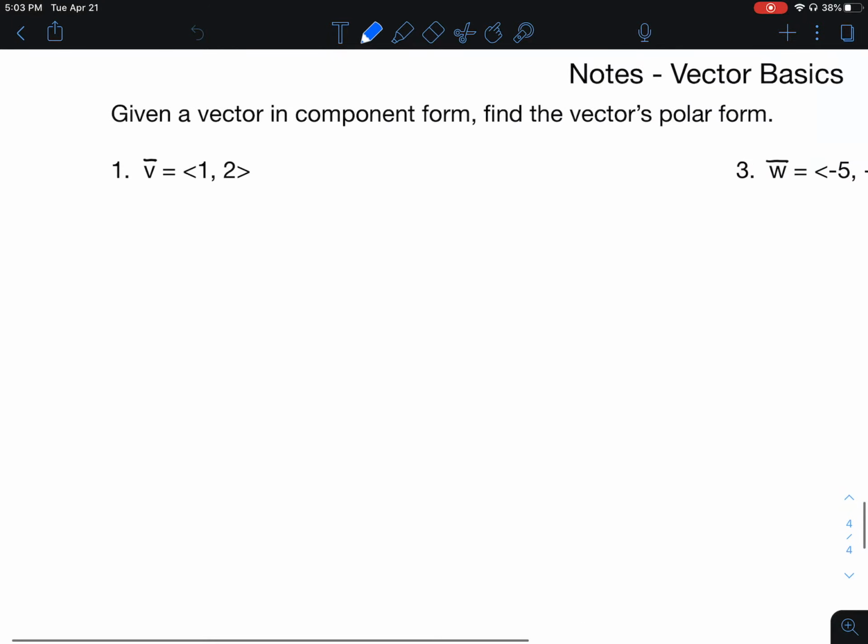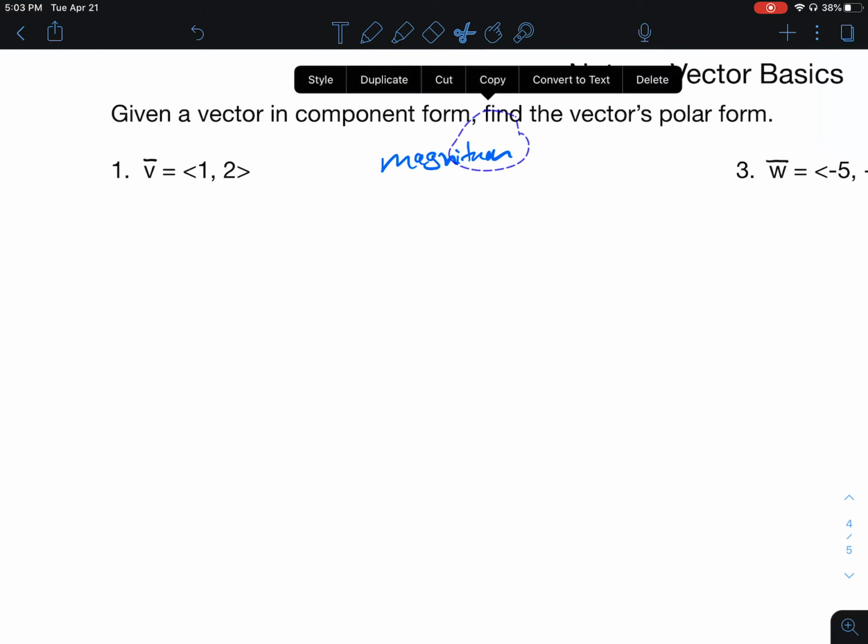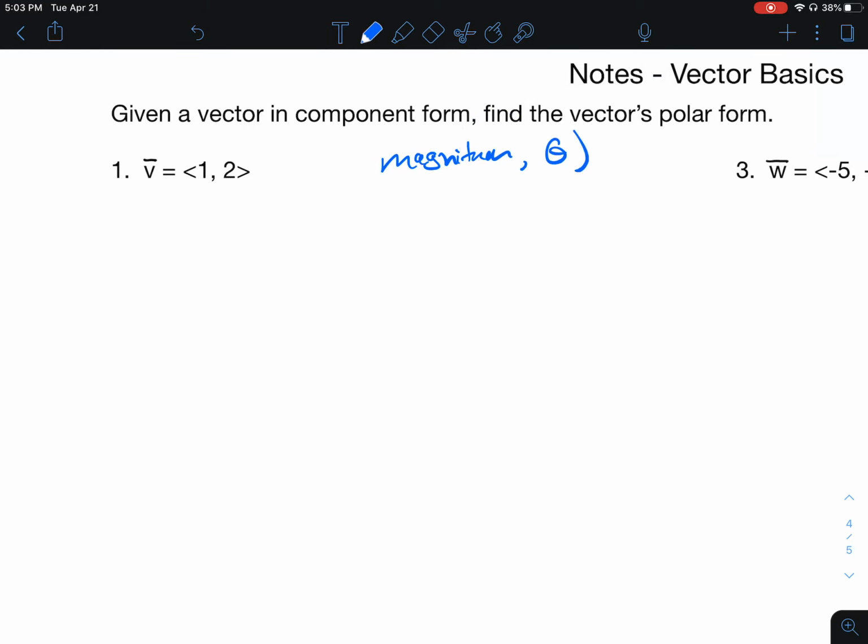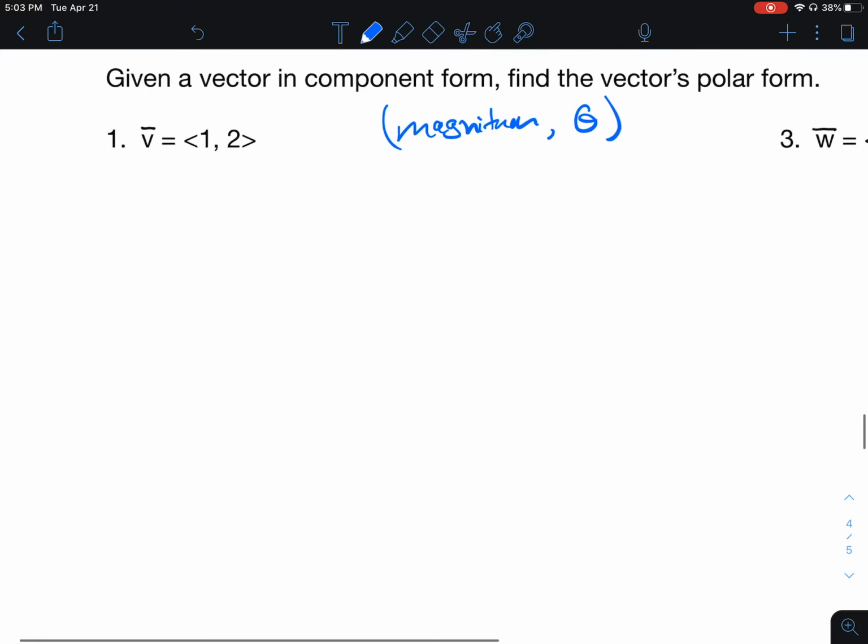To find the polar form, we need the magnitude, and we also need the angle. So for number one, let me just tell you a big picture. To find the magnitude, you can just use this formula blindly, which I don't recommend, or you can think about in your brain how it's formed each time.